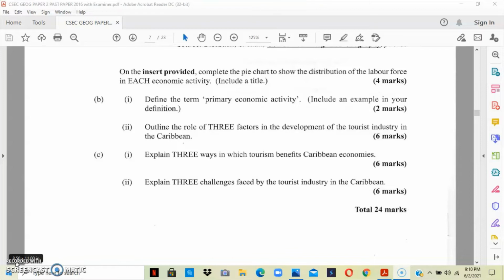So another major disadvantage of the tourism industry is that it is linked to climate change.